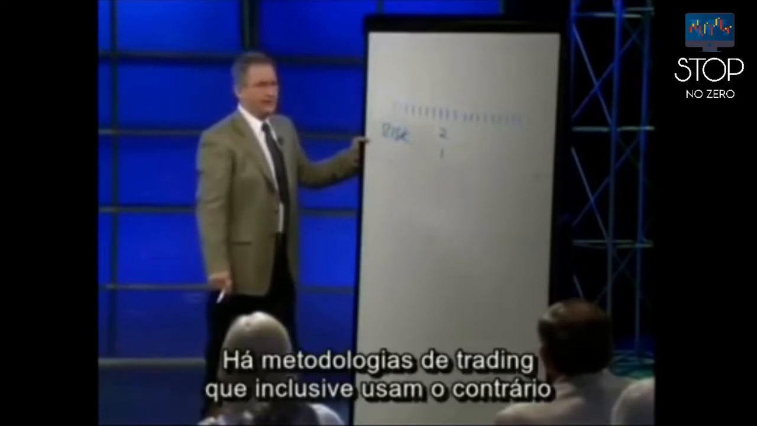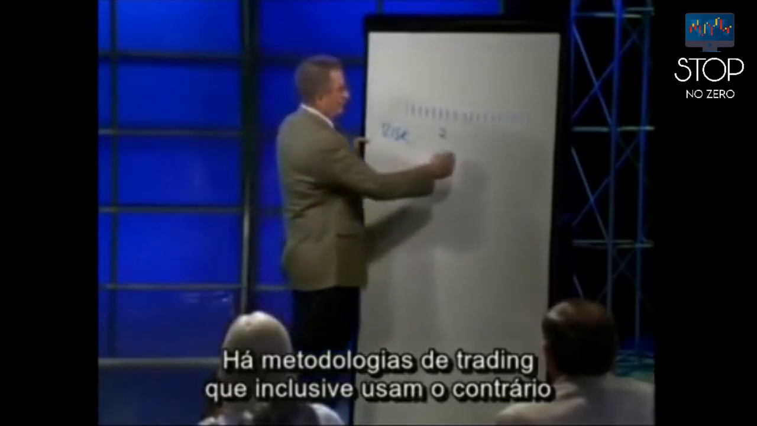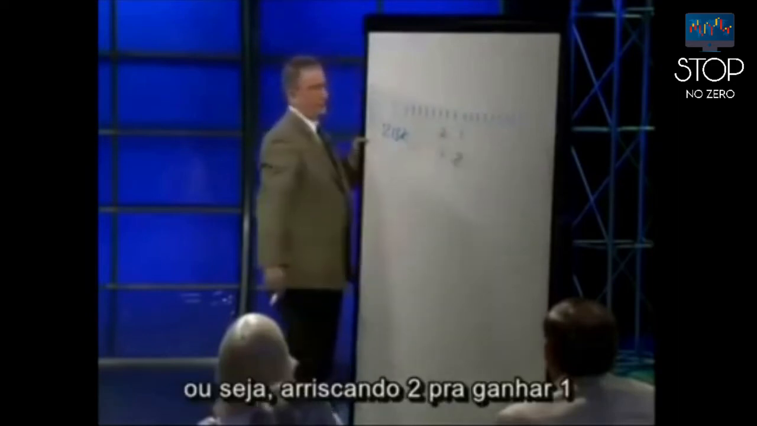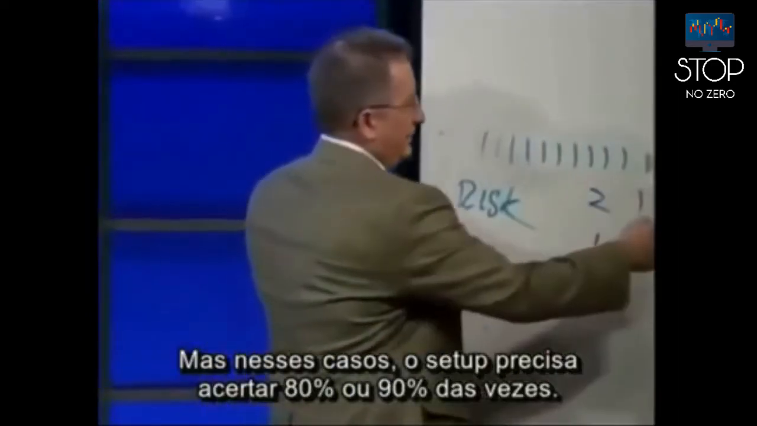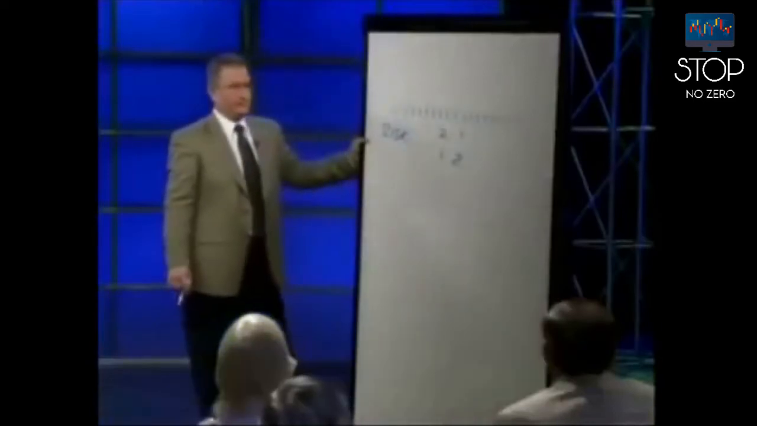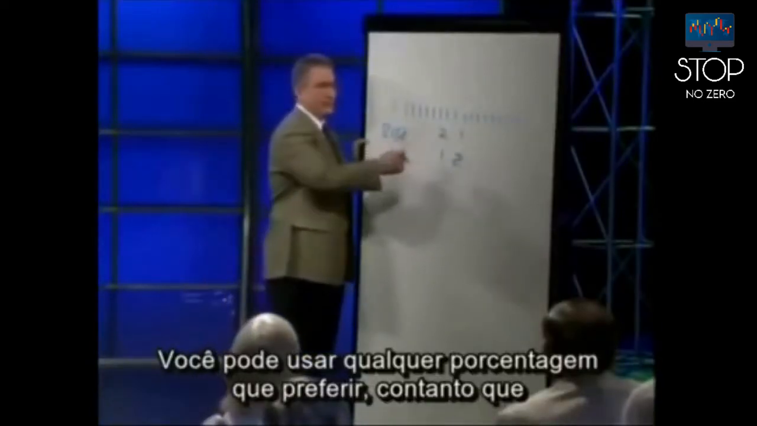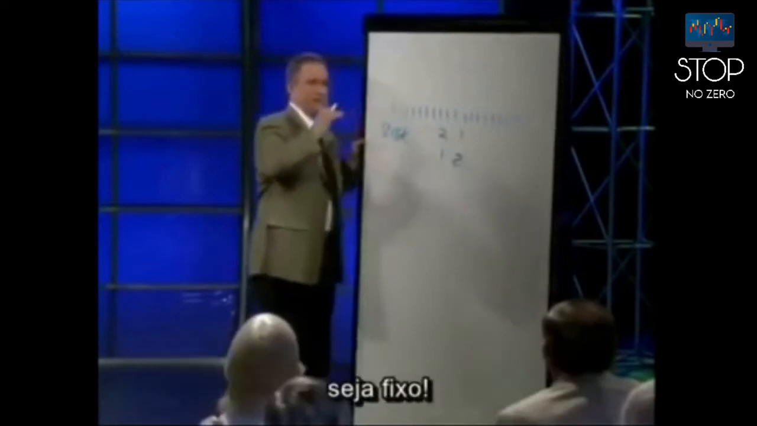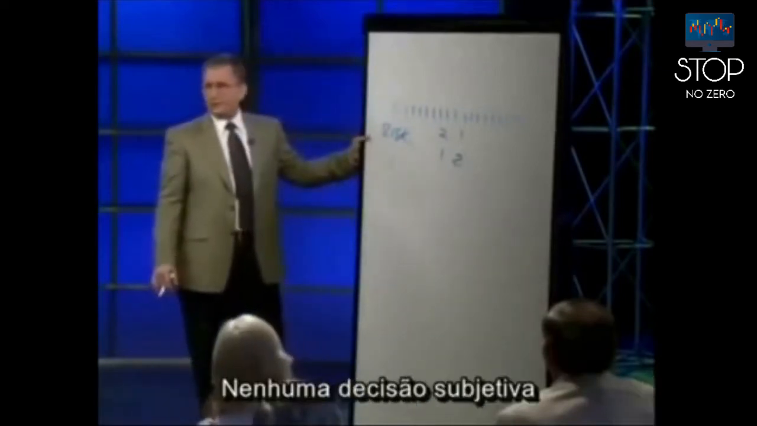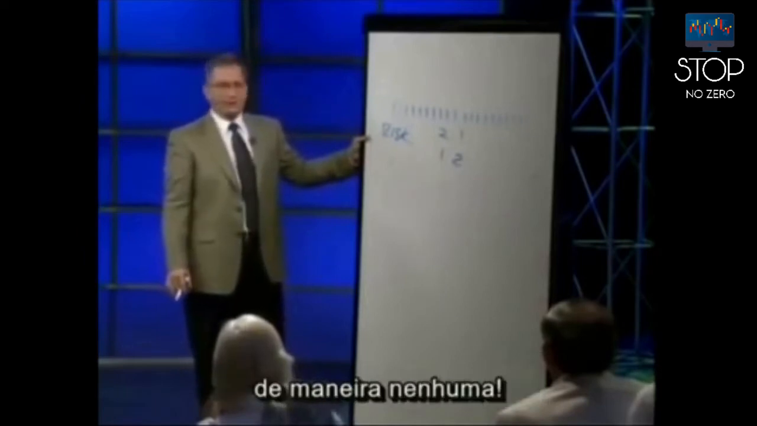There are trading methodologies that can be even the opposite. You can even go 2 to 1 here, meaning you can risk 2 to get 1. But in these cases, the trade has to be 80 or 90% correct. You can do it any percentages you want as long as it is fixed. There is no wiggle room. There is no subjective decision-making whatsoever.